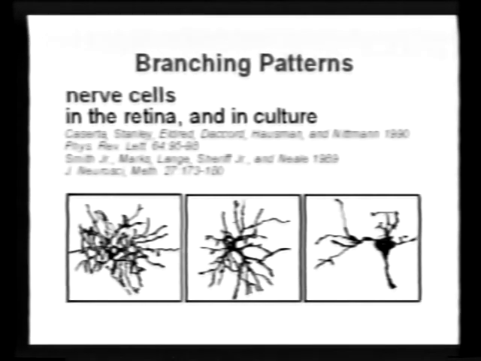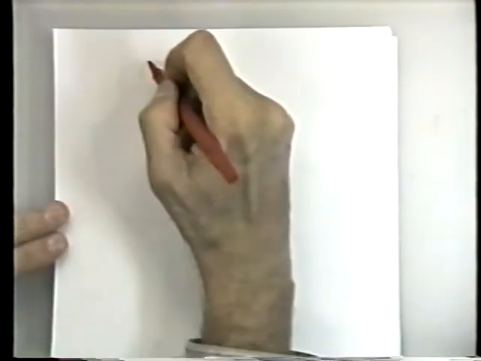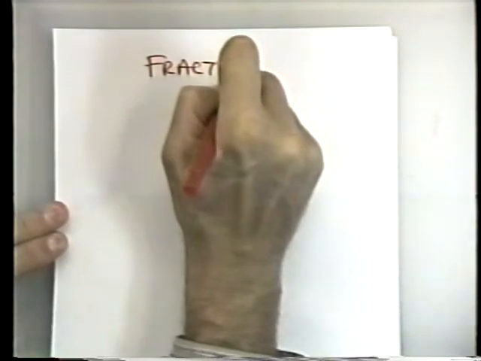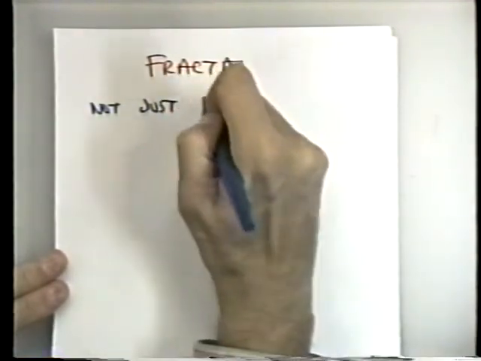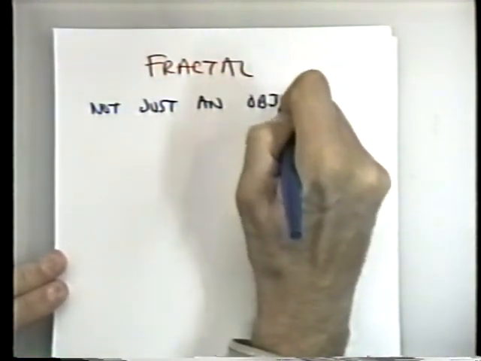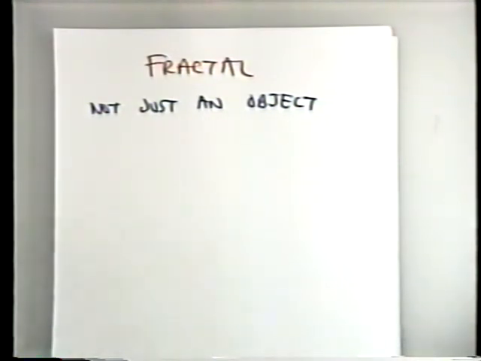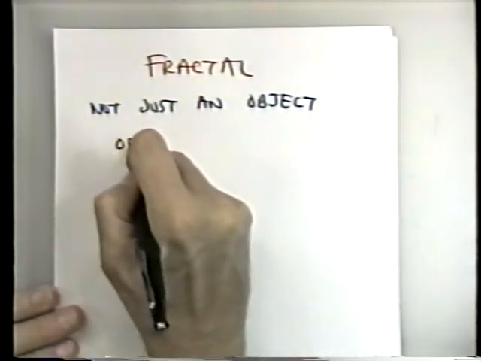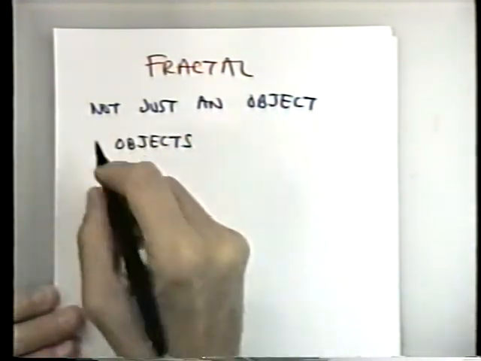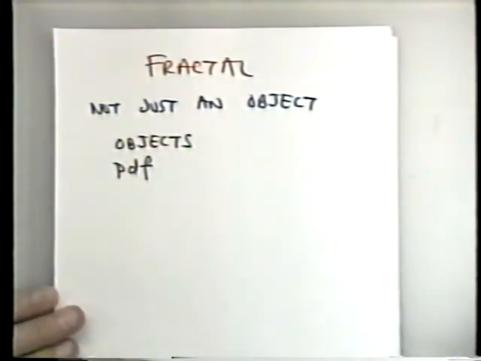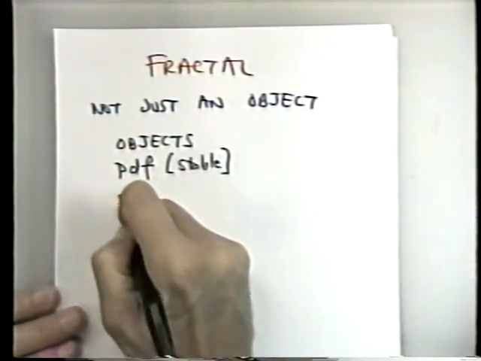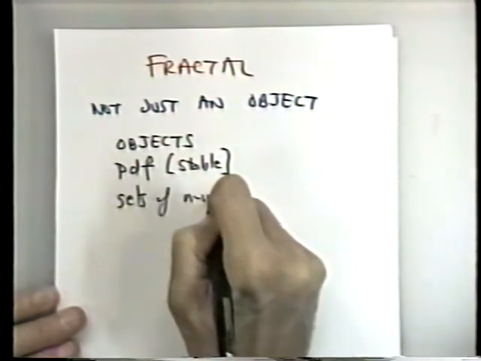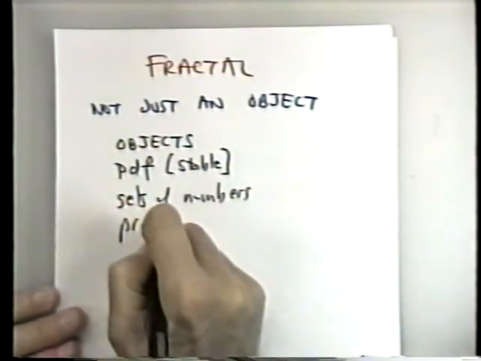So maybe that's worth writing out explicitly what I mean by fractals. What I mean by fractal is not just an object, but it could be an object. So fractals include objects. They include things that have these probability density functions, which I've called stable distributions, and they include sets of numbers, and they include processes in time.